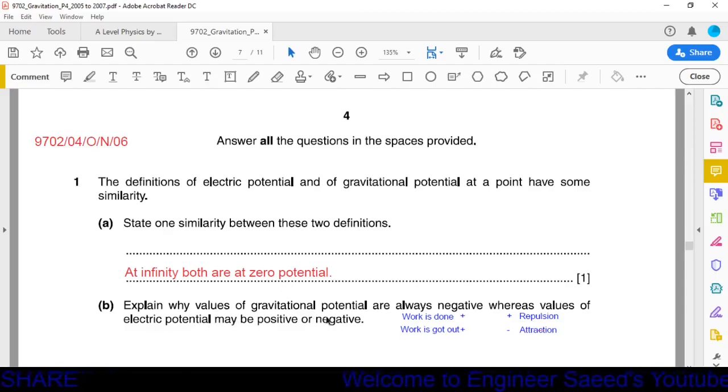Explain why values of gravitational potential are always negative, whereas values of electric potential may be positive and/or negative. Okay, gravitational force or gravitational potential is attractive force or attractive potential. An attractive force is taken negative.